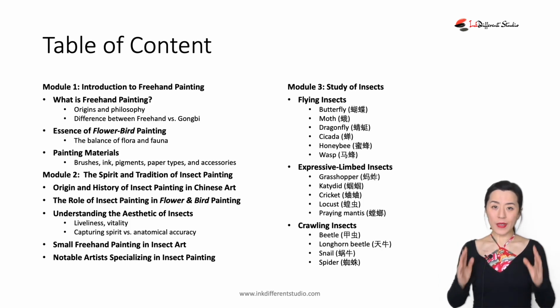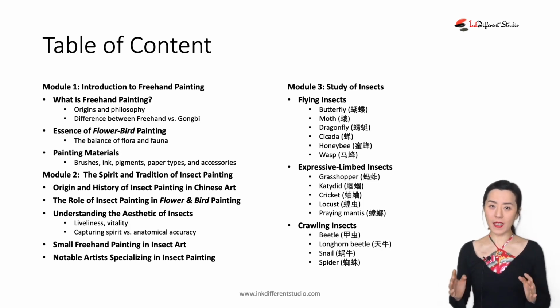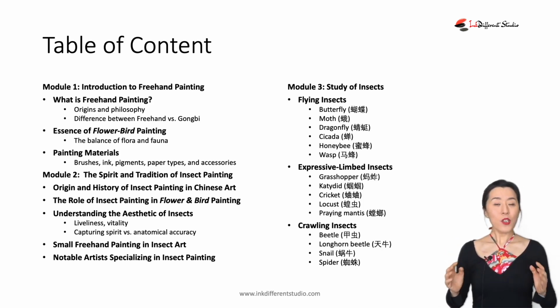Module 1, Introduction to Freehand Painting. We begin by exploring the core philosophy behind freehand painting, its origins, and how it differs from the gongbi, which is the meticulous style. You will also discover the essence of flower bird painting, the delicate balance between flora and fauna, and the symbolic and seasonal meanings hidden within traditional compositions. We will review the essential materials you'll need, from brushes, ink, pigments to paper types and accessories, with practical tips to prepare you for painting.